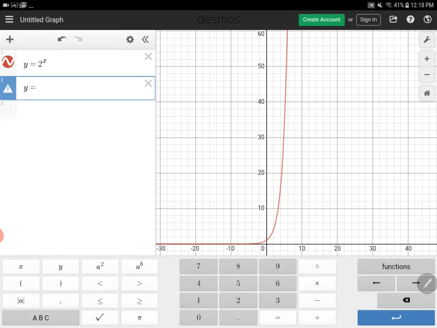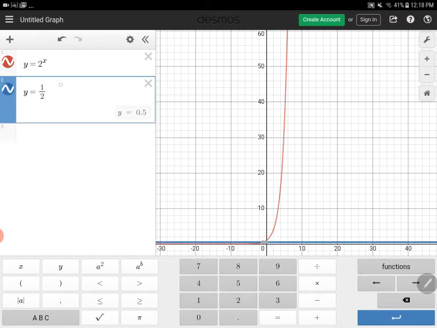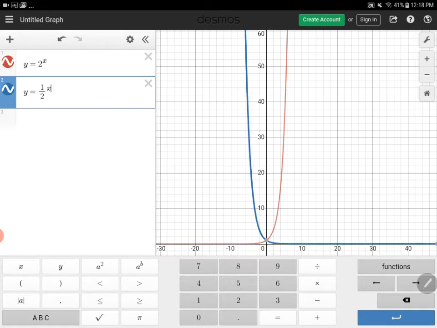What if I had y equals 1/2 to the power of x? Notice how this blue graph is the exact flipped version, and it's basically doing the opposite. When our x values get bigger, from 10 to 20 to 30, our y values are actually getting smaller and smaller, and they're getting closer and closer to 0.